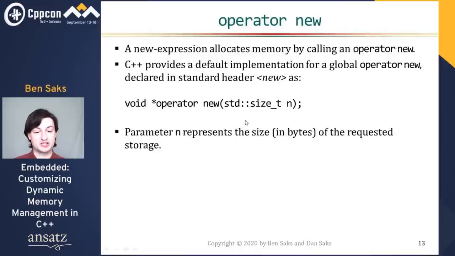So a new expression, as I showed you a little bit ago, allocates memory, that first step of the allocation process, by calling a function called operator new. It's literally the name of the function. Now, C++ provides a default implementation for operator new, but it looks like this. It's a function named operator new that takes a single parameter of type size_t and returns a pointer to void. And n is just the size of the amount of storage being requested in bytes.